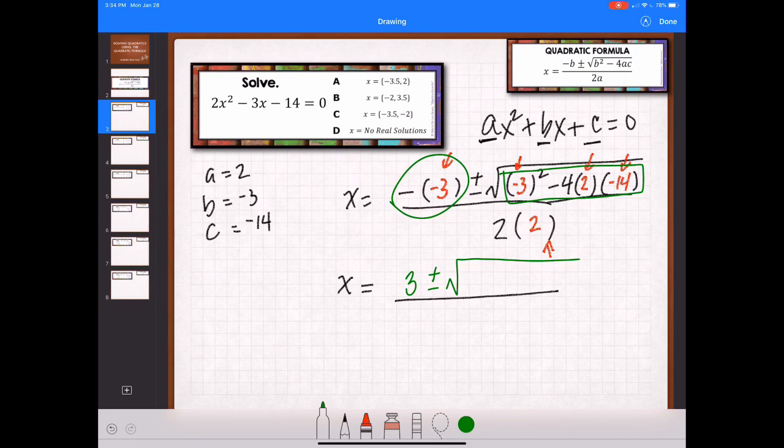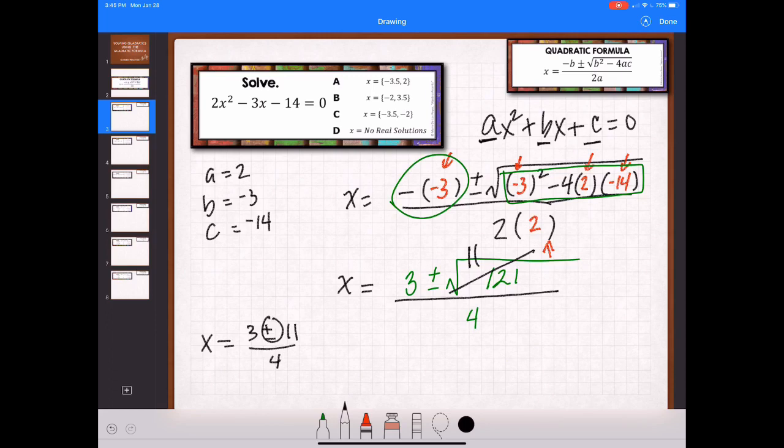So you could just do negative parentheses, negative 3 squared minus 4 parentheses 2 parentheses negative 14 close parentheses. Okay, so that gives me 121. And then the denominator, 2 times 2 is just 4. Okay, so now you want to simplify as much as you can. Radical 121 is the same thing as 11. So what you have is x equals 3 plus or minus 11 divided by 4.